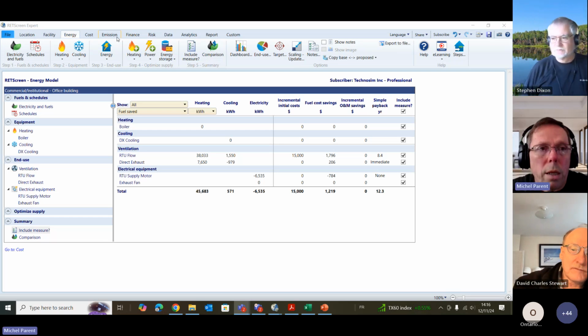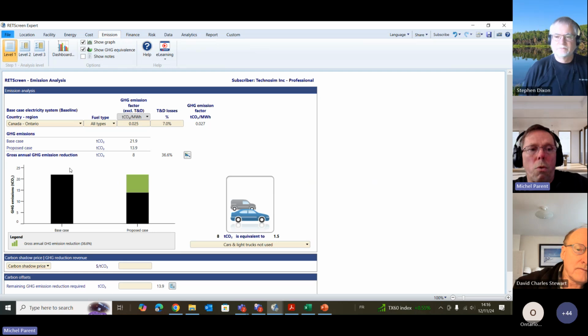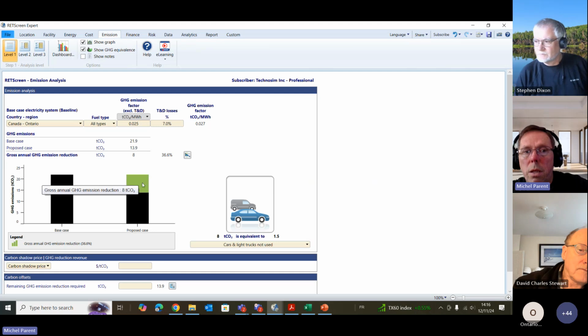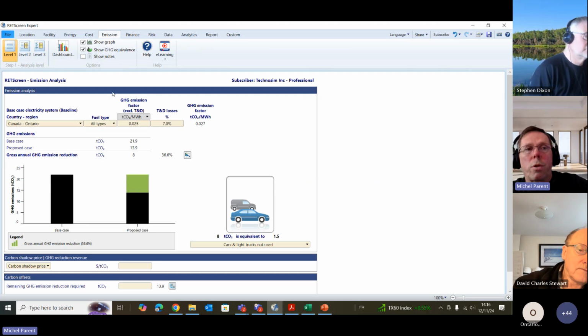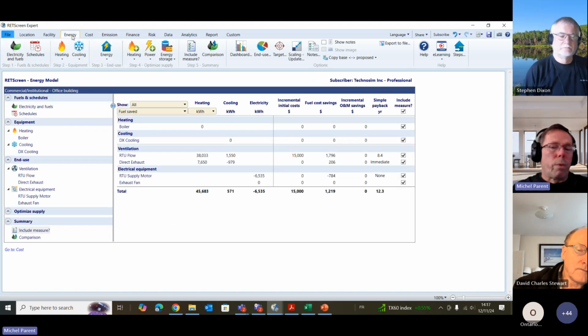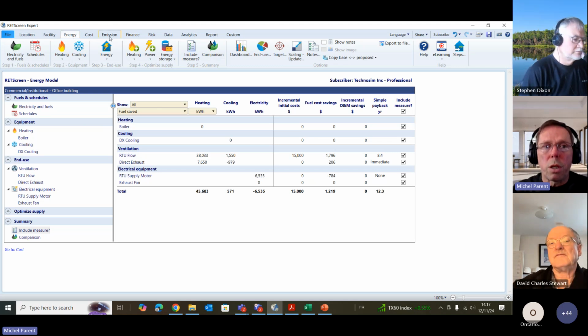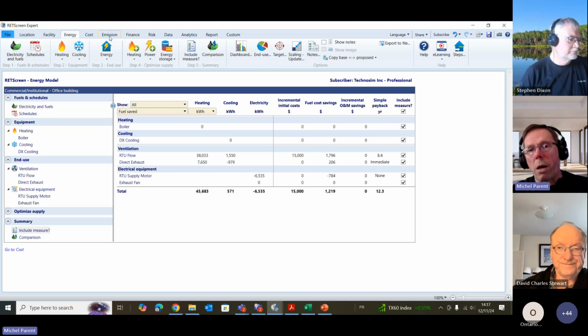And we haven't looked at GHG, but obviously in RETScreen, you always have the possibility to look at what the measure has in terms of impact on your greenhouse gases. And you see here in green that the measure is reducing your GHG. We don't have time to go into details of that, but it's always there. So you just go into emission and it will give you the impact on GHG.